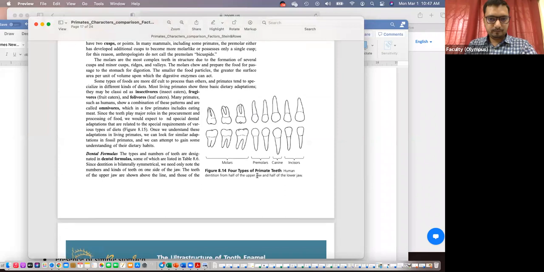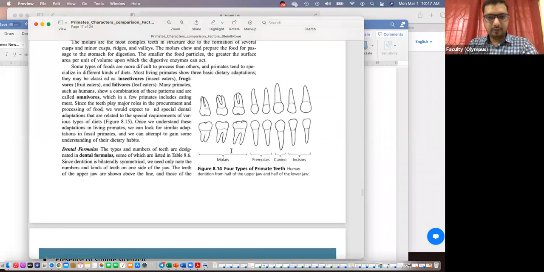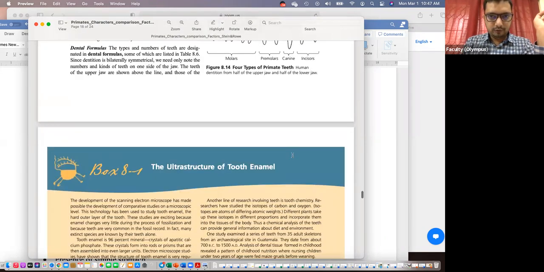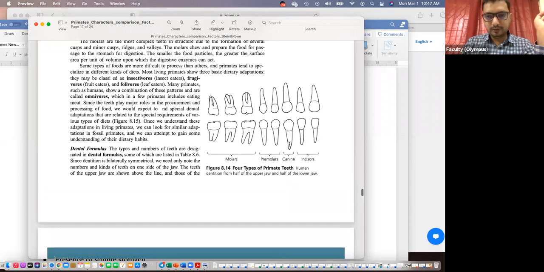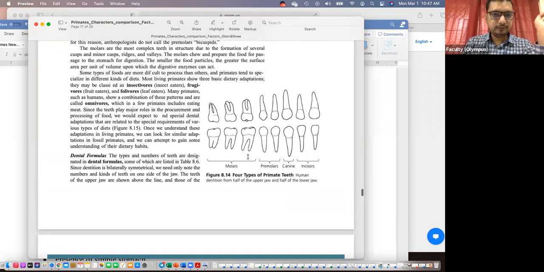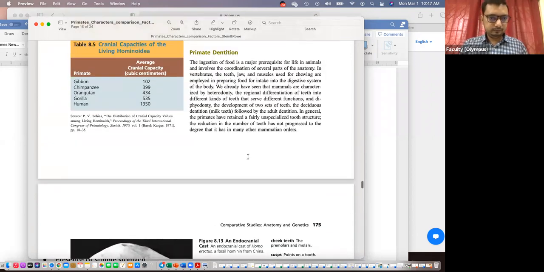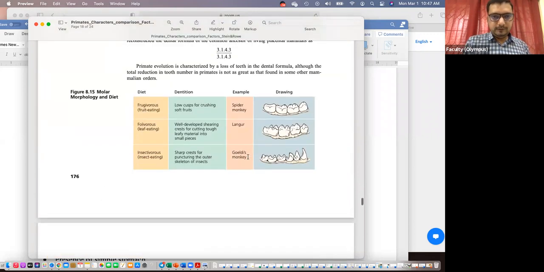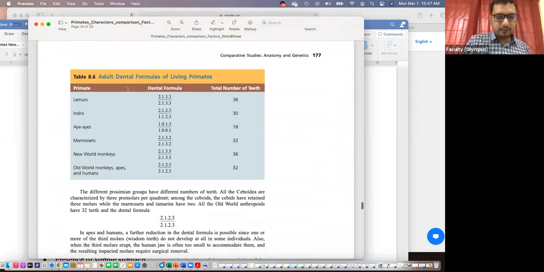Yeah. So they briefly explained this dental formula: molars, premolars, canines, and incisors. We briefly talked about them in the growth chapter, right? So there are 4 types of primate teeth we normally notice: incisors, canines, premolars, and molars. With the varied numbers in primates, you notice anywhere between 18 to 36, with variation in how the teeth are arranged.